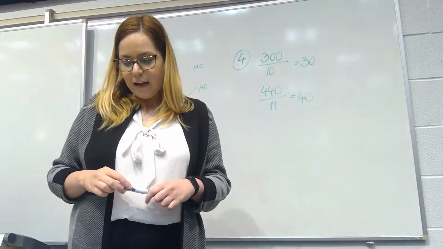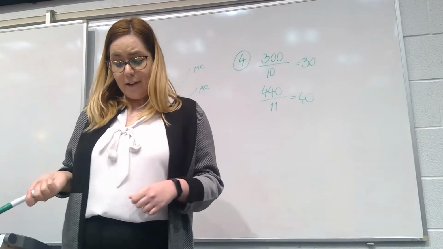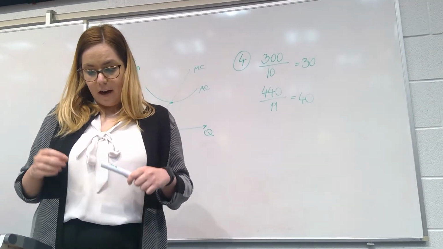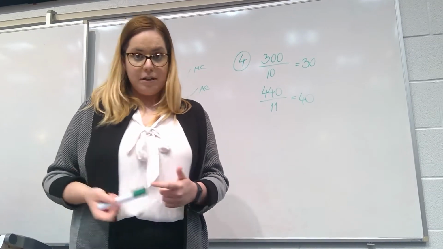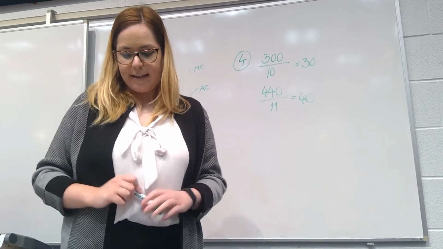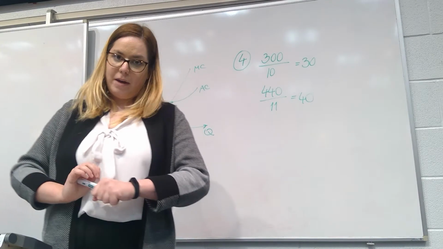Question number 5: the first level of output at which average costs are minimized is called. This is covered in your lectures, so the correct answer would be D, the minimum efficient scale.